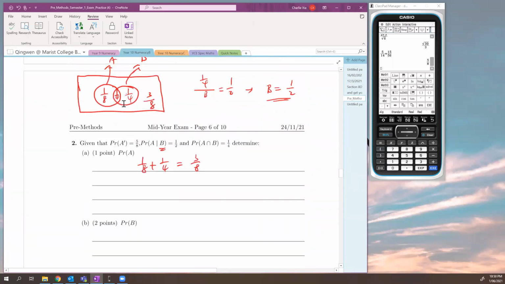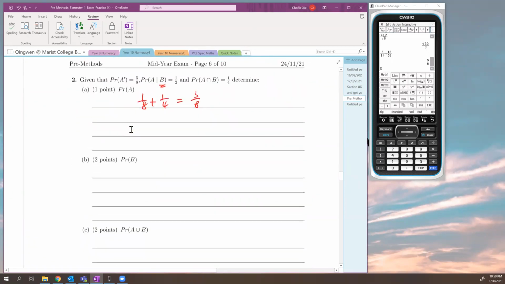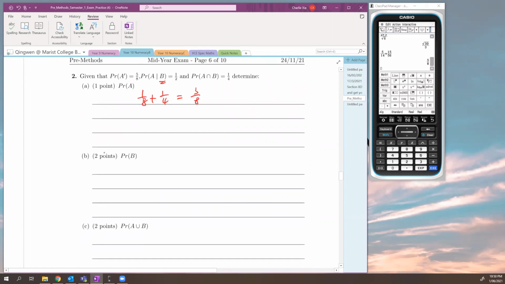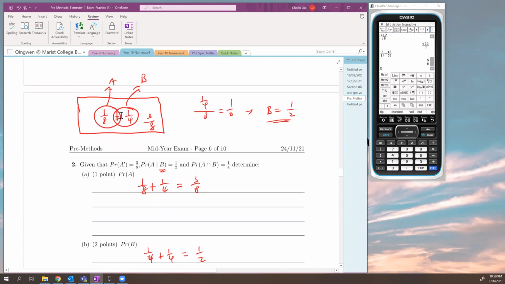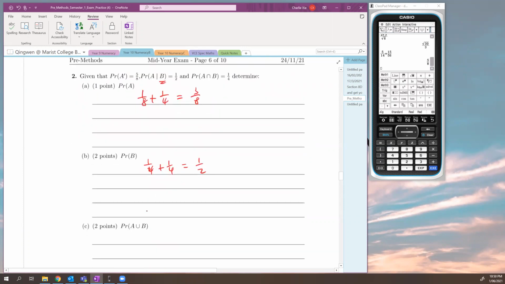Probability of B, which is 1/4 plus 1/4, we have found already. That's the point we're going to show working out. So we have to show 1/4 plus 1/4. This is 1/2. And A union B, which means A or B, everything in here. So that's 1/8 plus 1/4 plus 1/4.